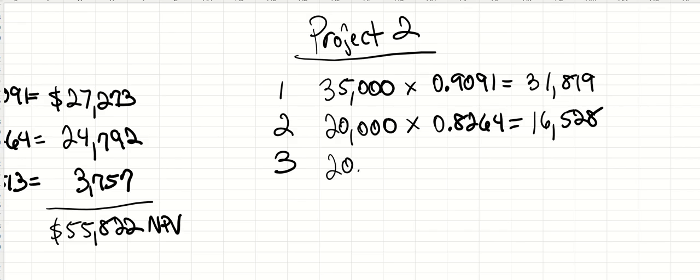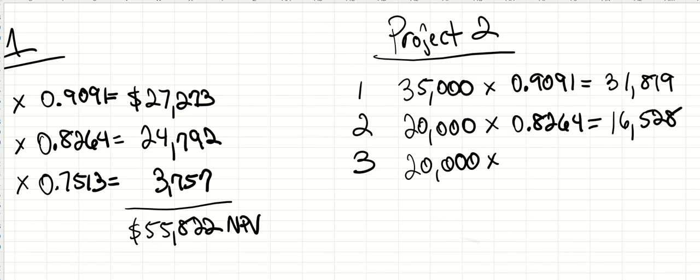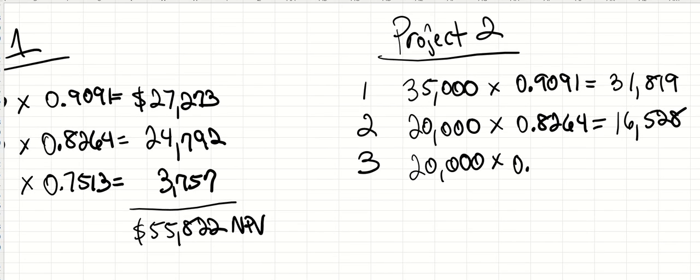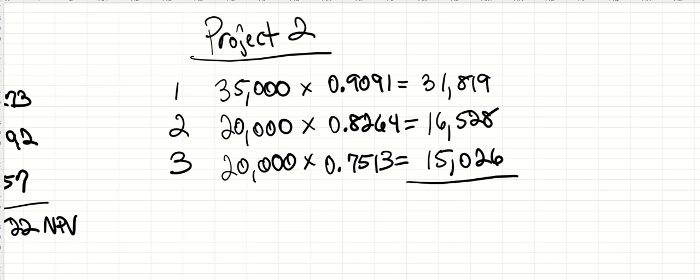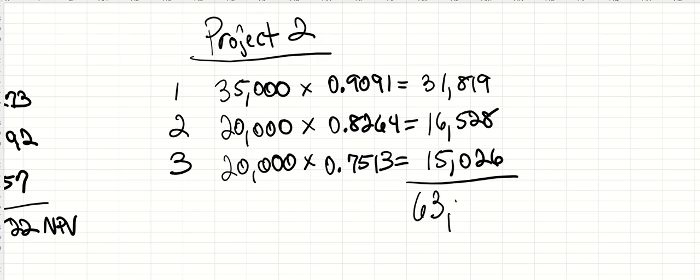Then for year 3, $20,000 multiplied by factor 0.7513. Okay, that's going to come out to be $15,026. I hope my math is correct. So this means that the net present value for the future cash flows for all 3 years in total is going to be $63,373. Okay, so this is our net present value for project 2.